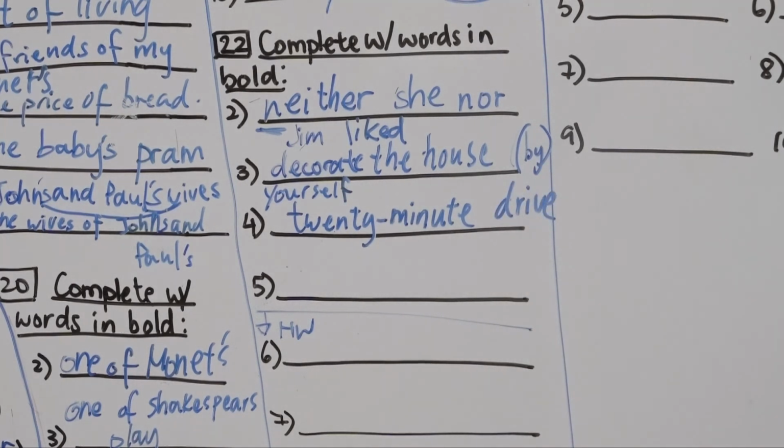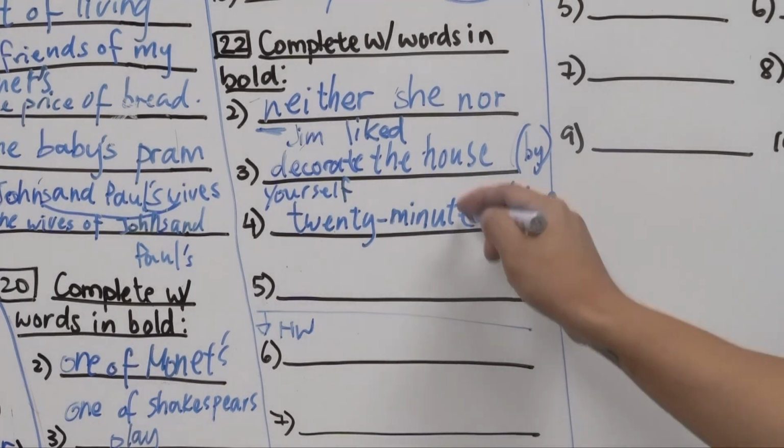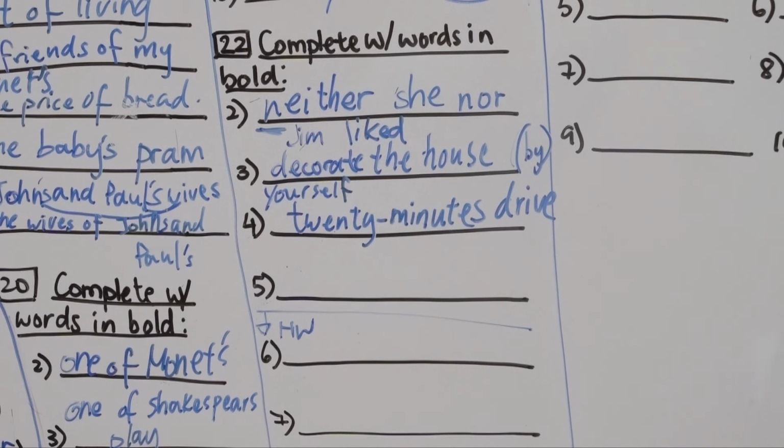Now, 20-minute, right? This is more than 1 minute, so we'll put an S here. 20 minutes drive, all right? Where should we put the apostrophe? Before S or after S? After, right? Plural, minutes. All right, let's go to the next one, number 5.